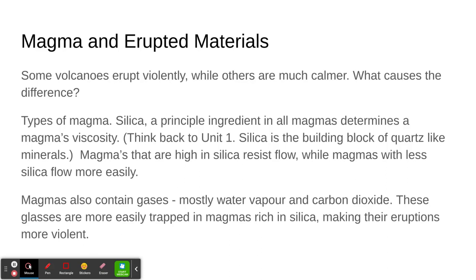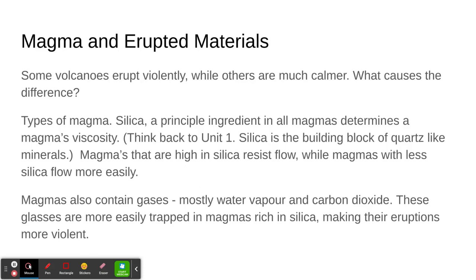Silica is the primary ingredient in all magmas, and it determines a magma's viscosity. Think back to our first unit on rocks and minerals. Silica is the building block of quartz. And any minerals that have a lot of quartz in them, or a lot of silica in them, are going to be a lot more viscous. They don't flow very smoothly. If there's less quartz or less silica, the magma will flow more easily. So, more silica, more viscous.